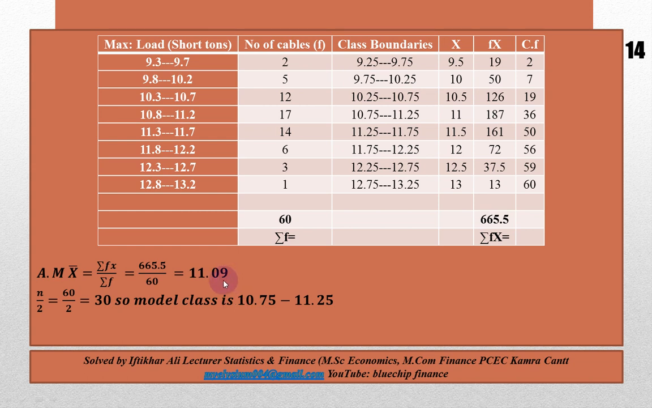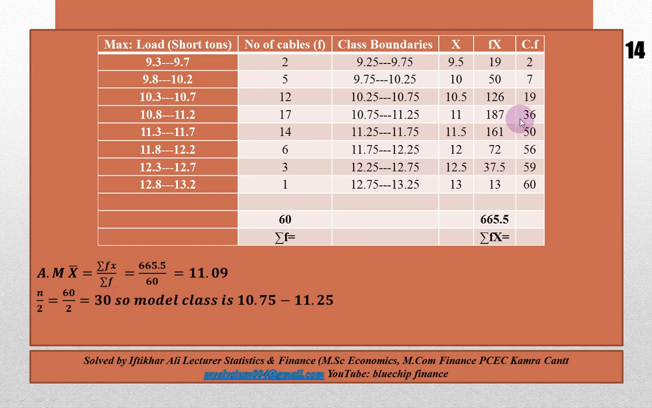First of all, we calculate n by 2. N is equal to sum of f, 60 by 2 is 30. So the median class is 10.75 to 11.25. We see this 30 in the cumulative frequency.